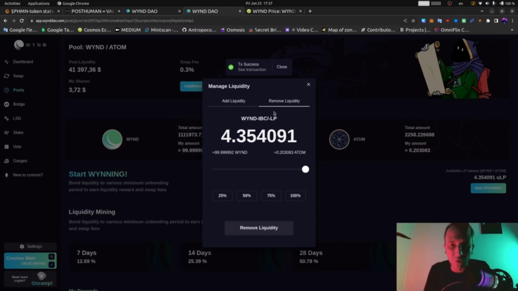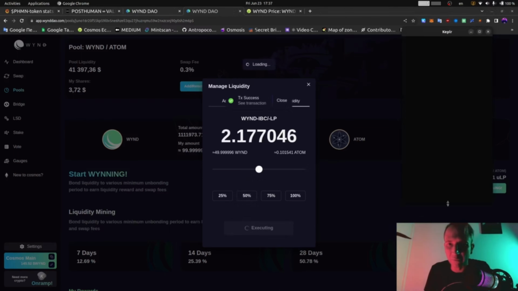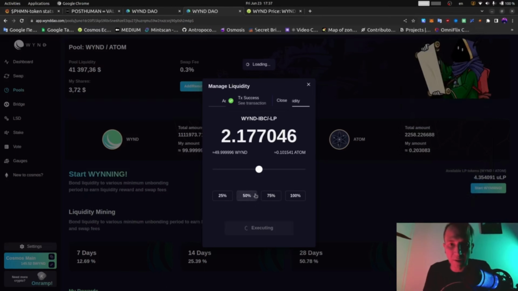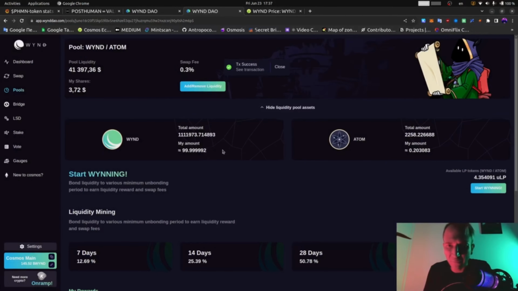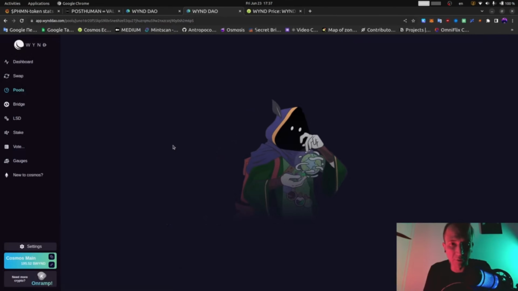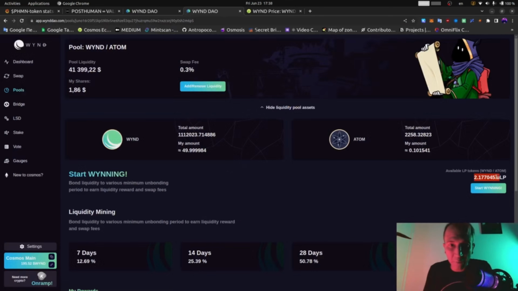If I want to remove liquidity, I need to return LP tokens. For example, I will return part of them. I click remove liquidity, approve, and I will return 50% of my LP tokens. It's 50 Wynd and 0.1 atom. Transaction successful. Now we can see that we have only 2 LP tokens, and this is the equivalent, I hope this word exists in the English language, of what we added to the pool. We see my share is $1.86.